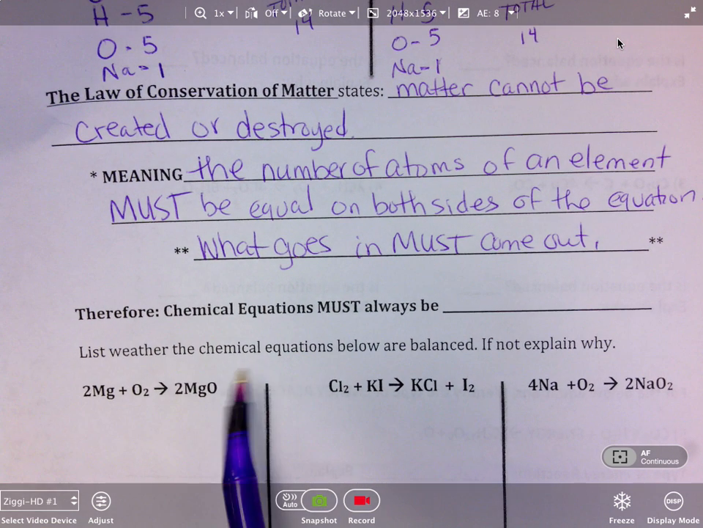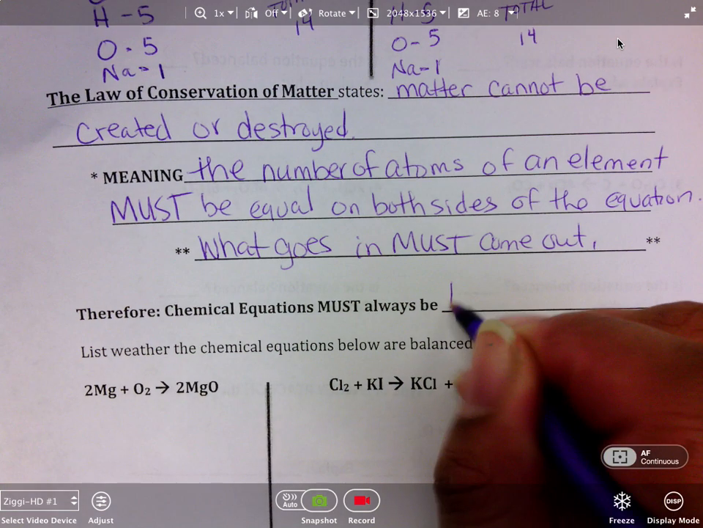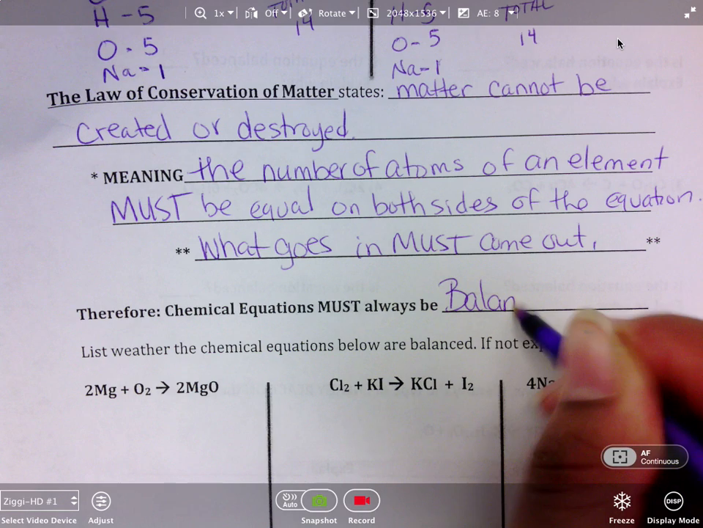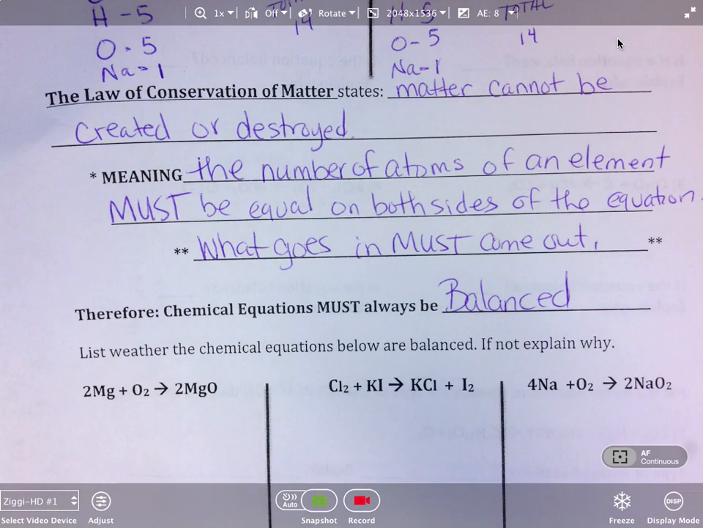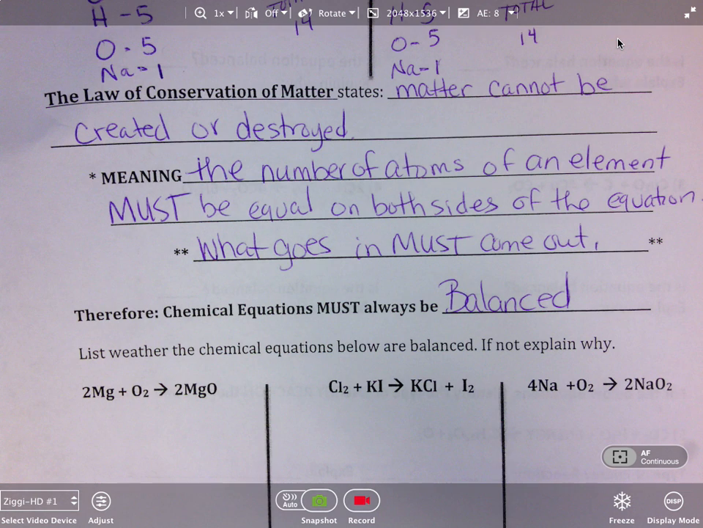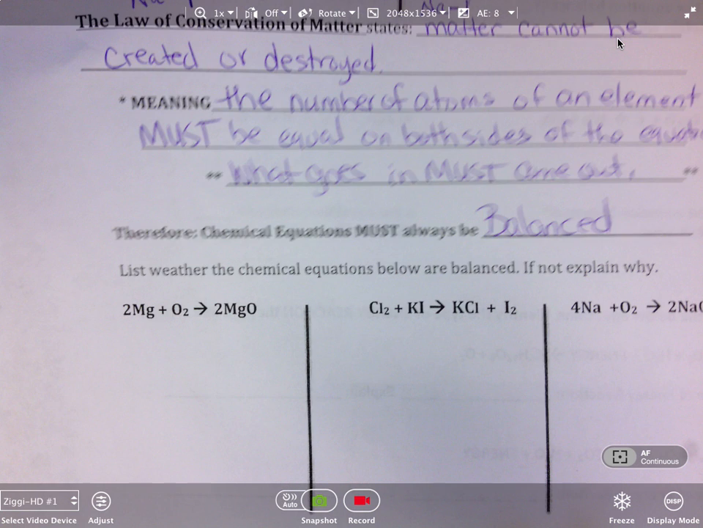So therefore, a chemical equation must always be what? Balanced. So now down below it says, list whether a chemical equation below is balanced, and if not, we have to explain why. Let's take a look.